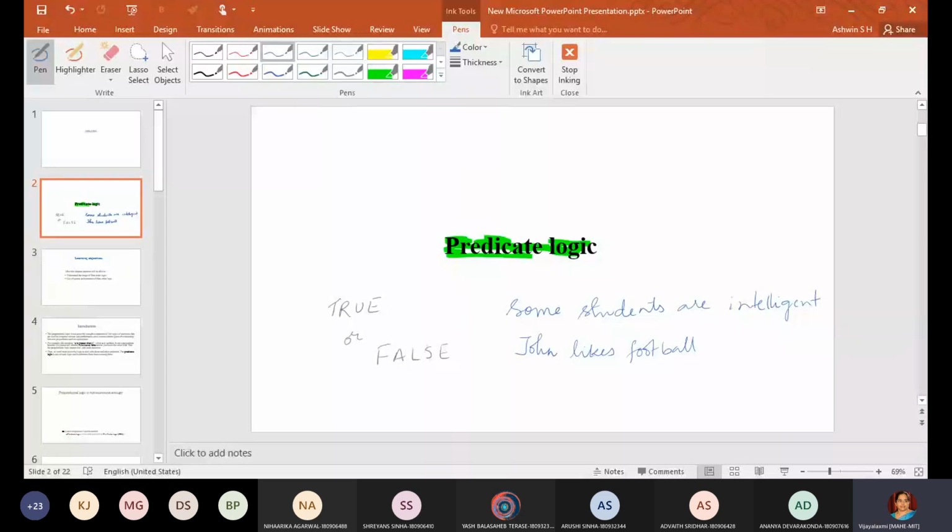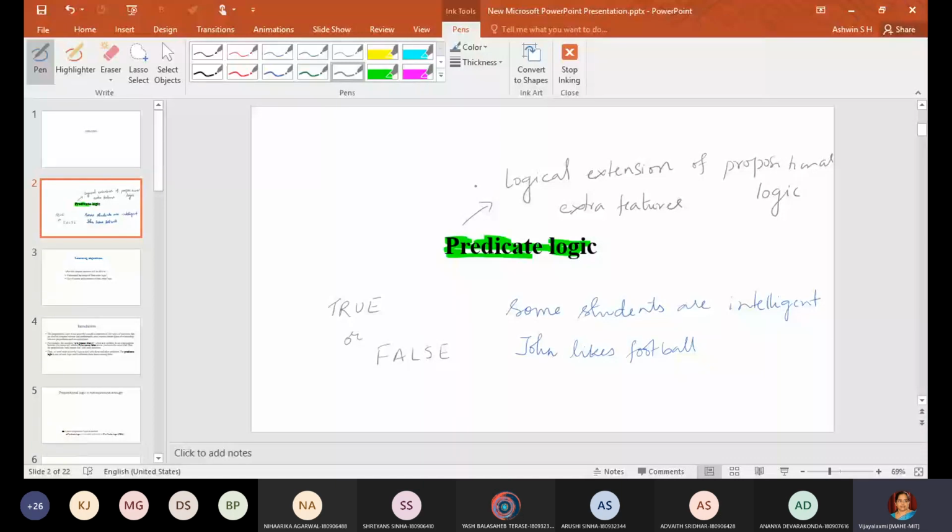The basic definition of predicate logic is that it is the logical extension of propositional logic with some extra features. Okay.